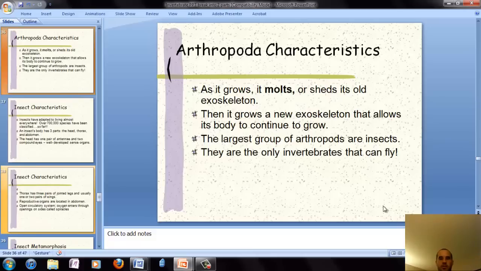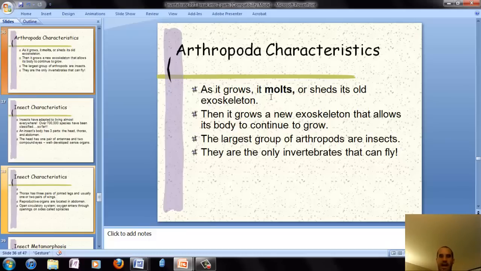So continuing their characteristics, it's got this hard outer shell, which would constrict growth. So what it has to do is molt or shed that old exoskeleton off. And it grows a new exoskeleton that allows its body to continue to grow. The largest group of arthropods are insects, and they're the only invertebrates that can fly. That's kind of a fun fact about them.